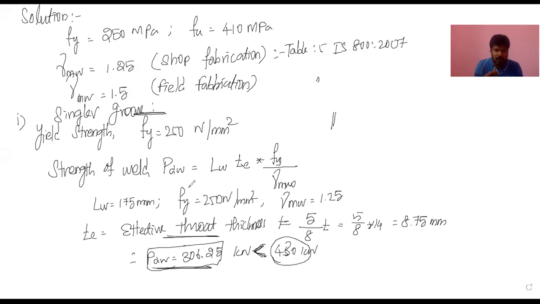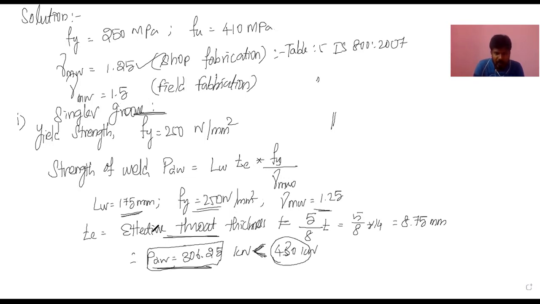So here in this problem, yield strength we have taken. With respect to single V groove, the strength of weld PDW is equal to length of weld into effective throat thickness into Fy by gamma MW. So LW they have given as 175 mm, Fy we know is 250 Newton per mm squared, and gamma MW is 1.25 for shop fabrication. This is from table number 5.